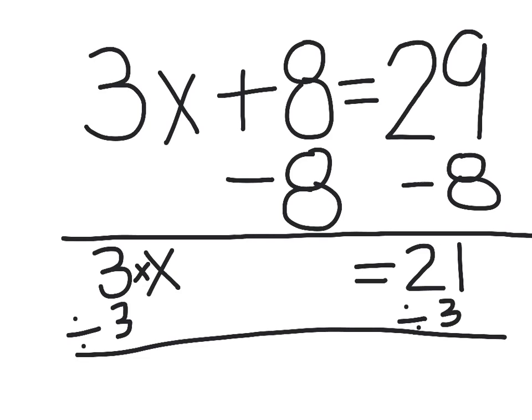3 divided by 3, that's 1, times x equals 21 divided by 3, that's 7. So now I don't need this times 1 here. That doesn't change anything. Whenever I multiply a number by 1, it always just equals itself. So I can just get rid of this now. So now in the end, I am left with x equals 7.